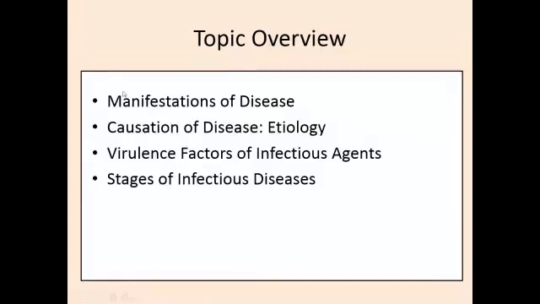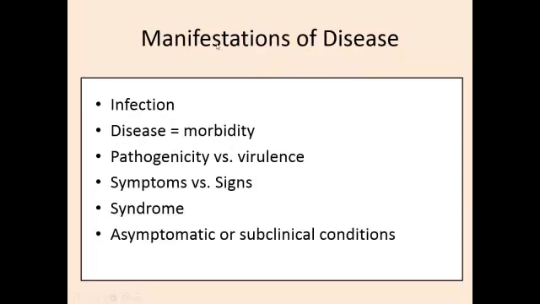The overview for this topic is: manifestations of disease, causation of disease, etiology, virulence factors of infectious agents, stages of infectious diseases. First of our terms describing manifestations of disease, let's expand upon our definition of infection. Infection is when a pathogen has entered the body and has established itself and begun to multiply.